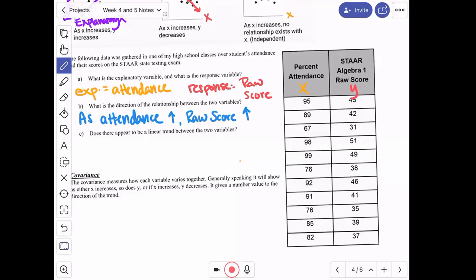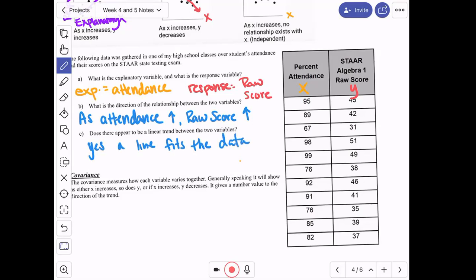I want to try to see if a line will fit this data. So where it says, does there appear to be a linear trend between the two variables? Linear trend means that, here's why I care about lines. Lines go forever in one direction. You got that? They go forever in one direction. So if I were to draw a line through this data, could I make this line go positive and go through most of those points? Yes. So the answer here is yes. A line fits the data.